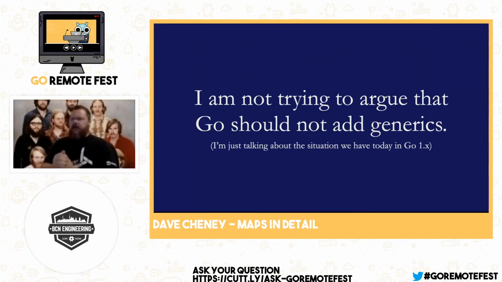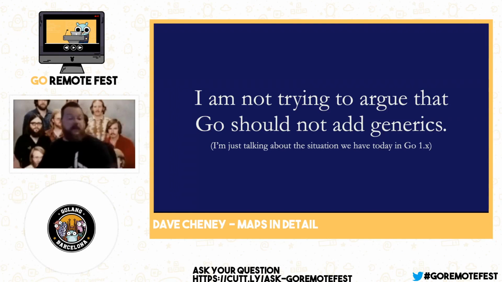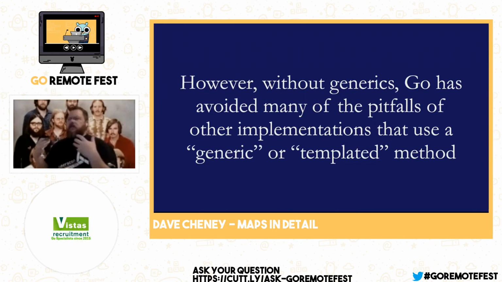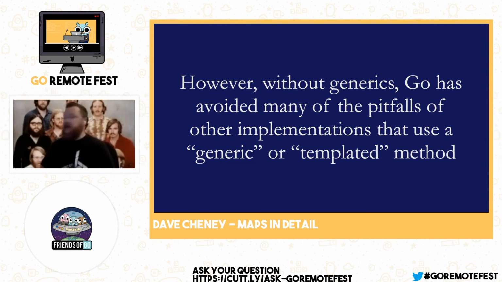And just in closing, very quickly, please don't interpret this talk as trying to argue that Go shouldn't add generics. I'm just talking about the situation we have in Go today. But it is important to note that without having to add generics, Go has avoided many of the pitfalls of other implementations that use generic or templated methods. I showed you the disadvantages of maps in C++. I showed you the disadvantages of maps in Java, and we've managed to avoid many of those without even having to have the discussion about writing a generic type for a map in Go.